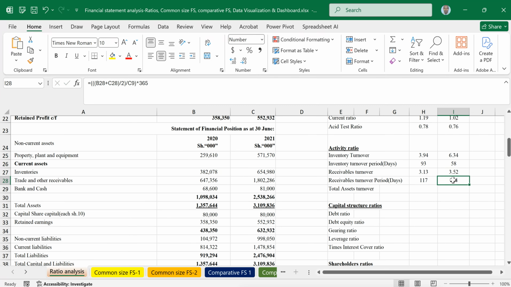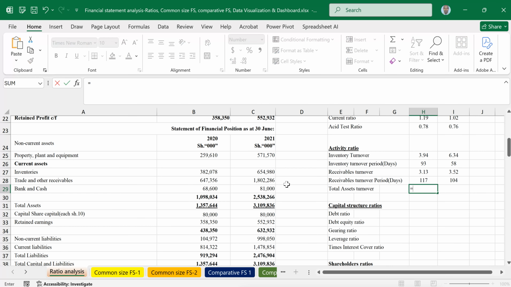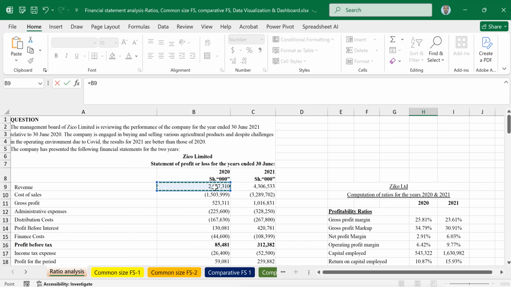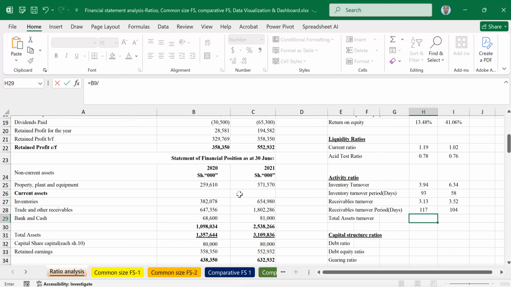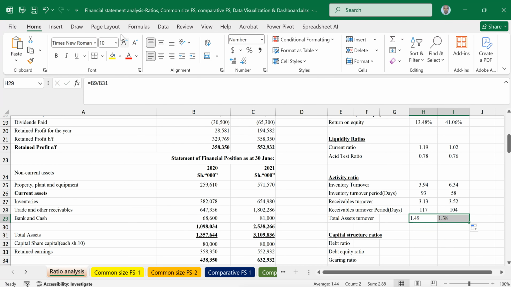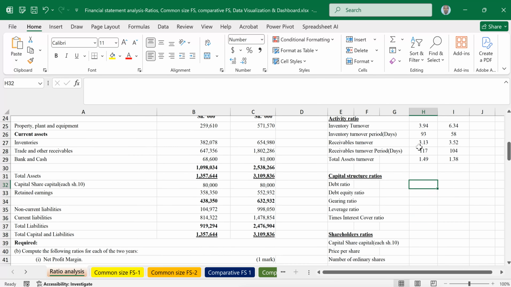Another one will be total assets turnover. That will be revenue over total assets. Just revenue over total assets, and total assets are 1357,644. Then you drag this across. This becomes your assets turnover. Assets turnover. Comment on that one.